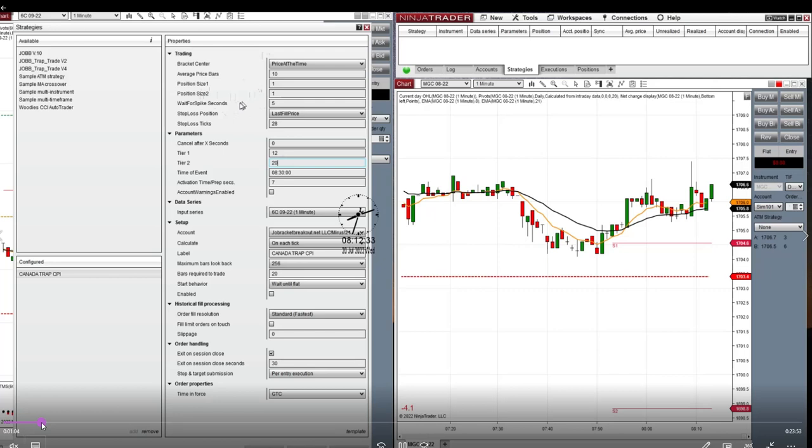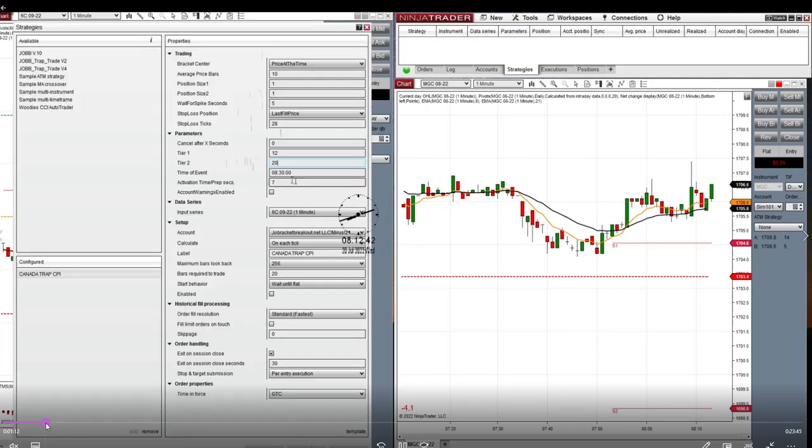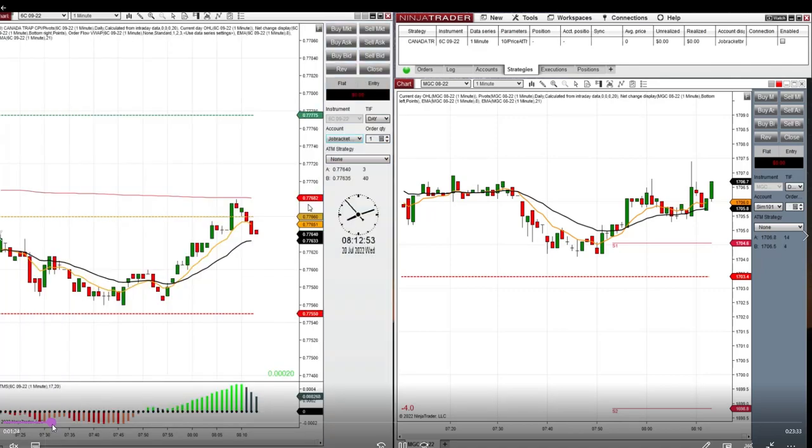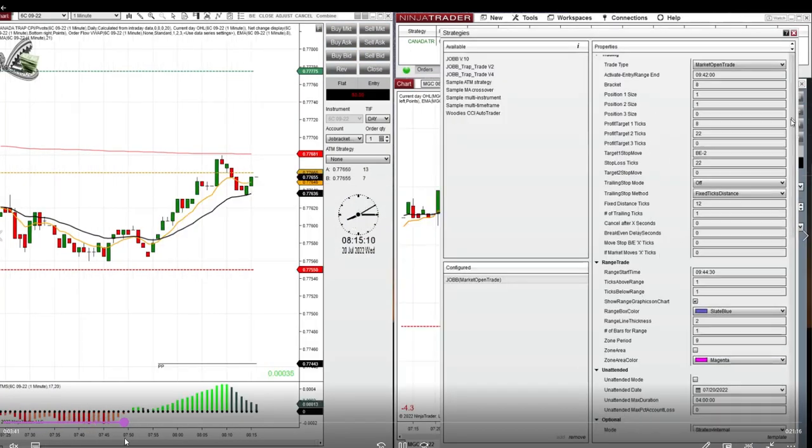I used a pretty big stop. I used a 28 tick stop. That's awfully big. You probably could get away with 20 on that trade. We'll look at one more event. I used bracket tiers of 12 and 20.